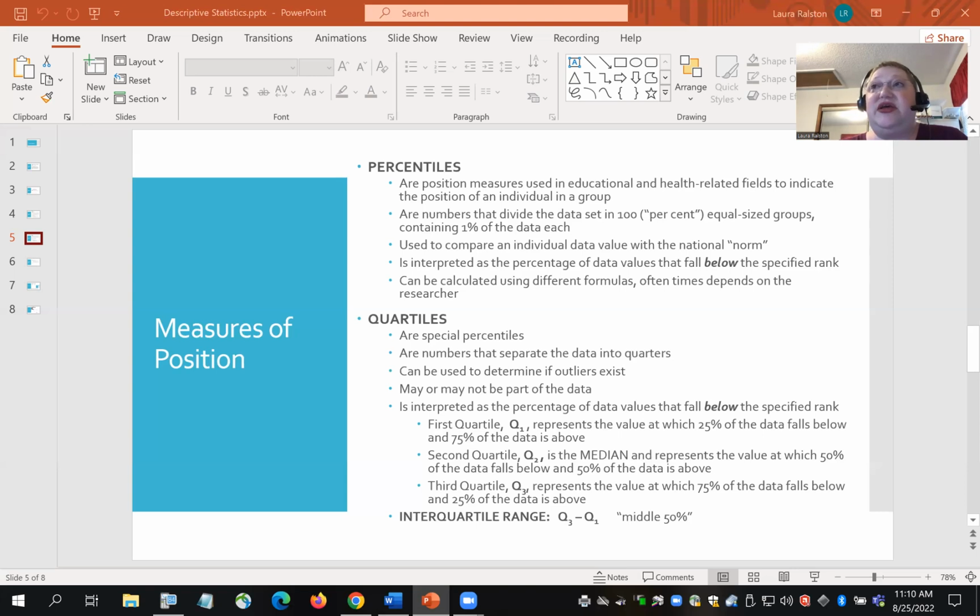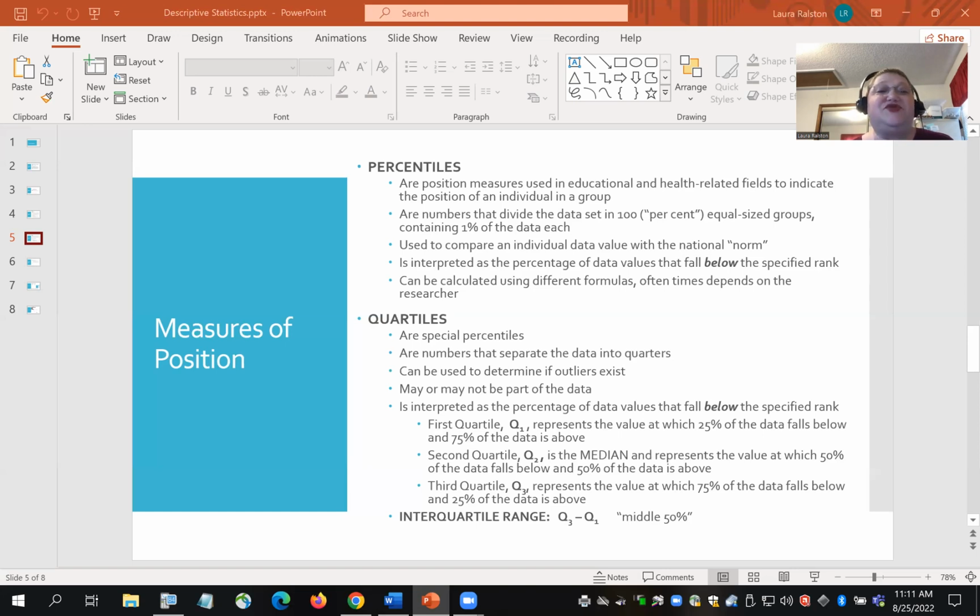Even in education, with test scores, especially things like the Georgia Milestones or the MAP, even SAT and ACT, you or your child could have a percentile rank. And again, it's important that you understand how to interpret that, because you might have to explain it to another parent. So what percentiles does is it takes the entire data set, all of the data values, and divides it into 100 equally sized groups, and each group contains 1%.